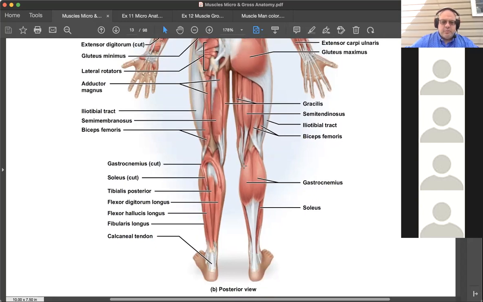Down in the calf, making up the bulk of the calf is gastrocnemius, into the Achilles tendon. Deep to the gastrocnemius is soleus, and you have soleus cut here as well. Gastrocnemius attaches to the condyles of the femur, so gastrocnemius crosses the knee. Soleus does not. But they both act on the Achilles tendon.